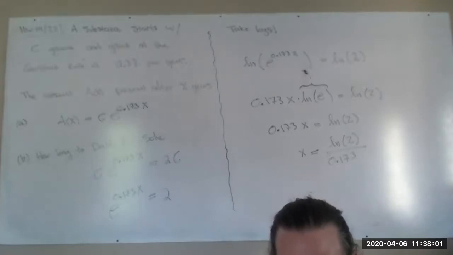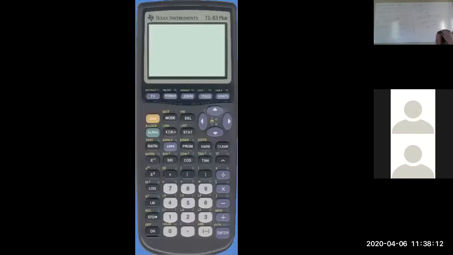That's all. So let me fire up my virtual TI-83, and then I'll screen share that with you guys, and you can see how I would put this in the calculator. All right. So I want to enter this number in the calculator. I need to be careful with my parentheses. The 2 needs to be inside the log, but the 0.173 needs to be outside the log.